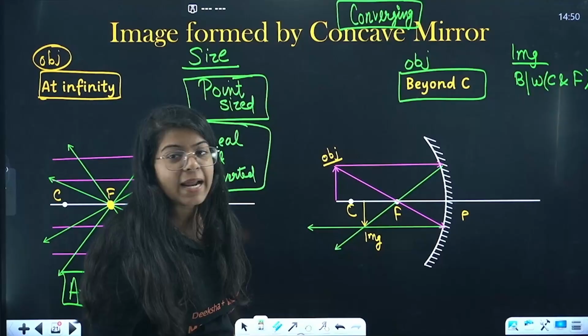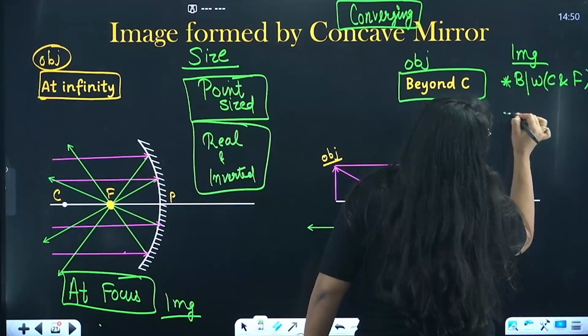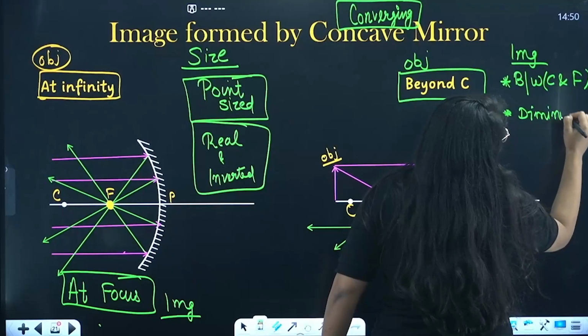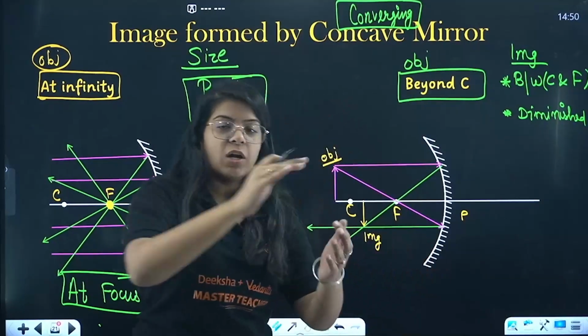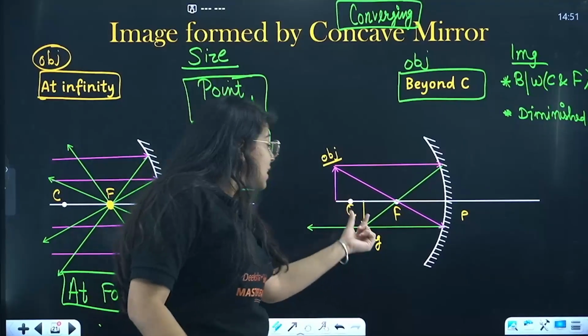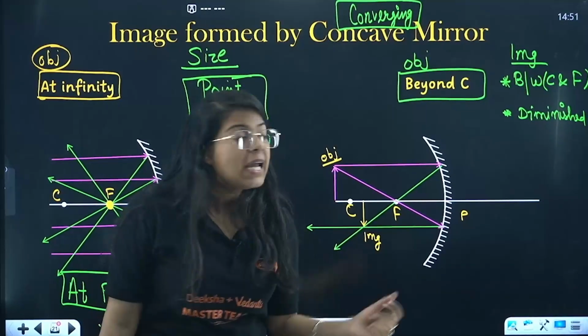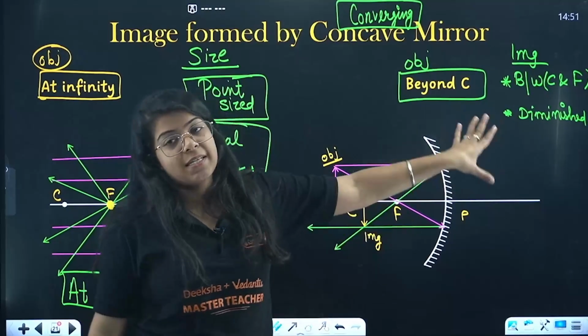A little bit smaller, right? So in physics, we give it the name diminished image. It is a diminished image. Diminished means smaller. Diminished means this image is smaller than the object relatively. The size of the image is less than the size of the object, and hence it is diminished.